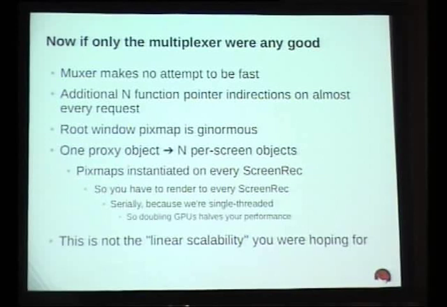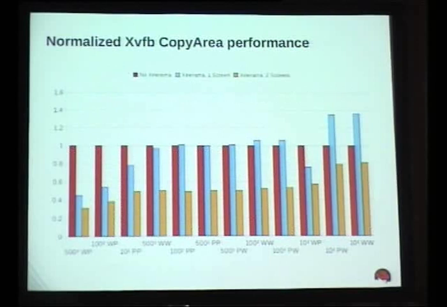So looking into this, I thought I should figure out how bad this is. Where is the slowdown? So turn on Xinerama just for one screen rec and see how much slower that is than having a single screen without the Xinerama multiplexer on. And this is what I get. It's a little bit strange. I have to explain this graph a bit.